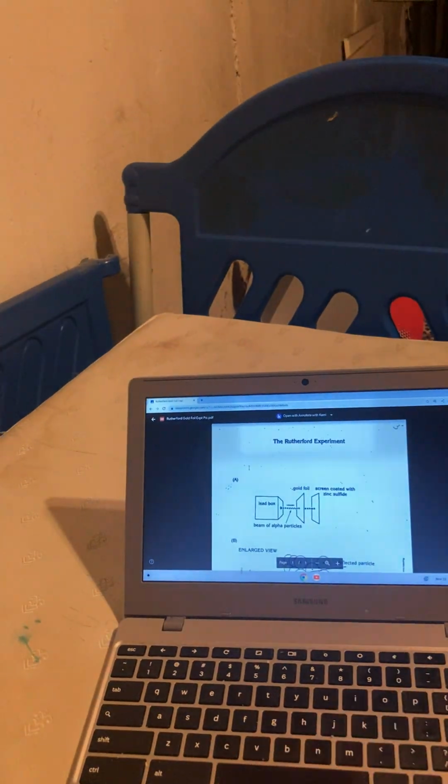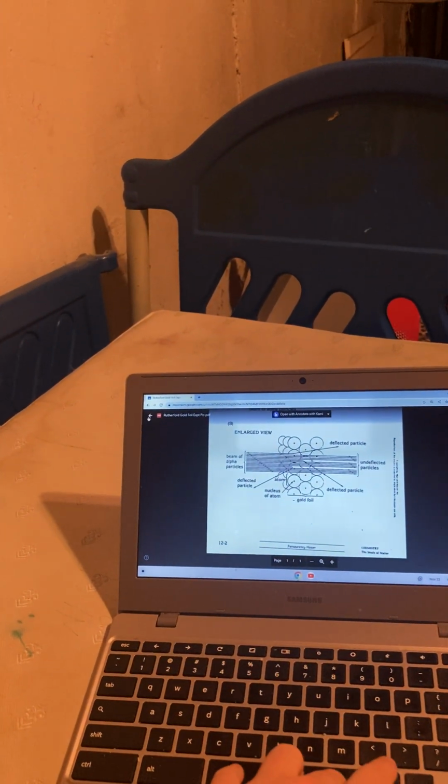So yeah, the protons and the electrons always remain constant in an atom. So in case you're wondering about different isotopes, in order to be an isotope, it has to be a change in the neutron. Okay.